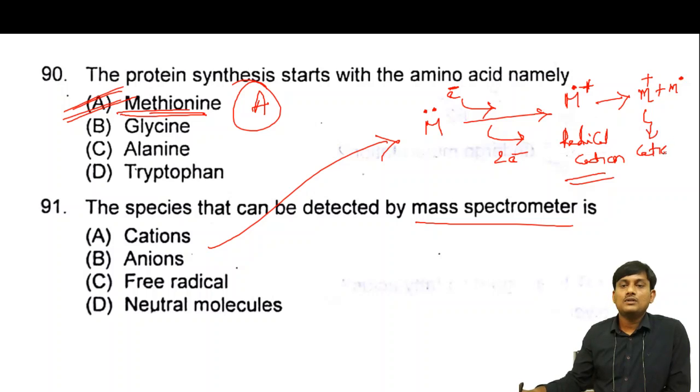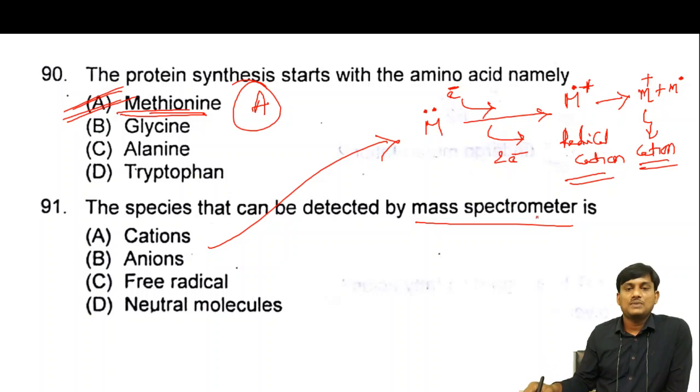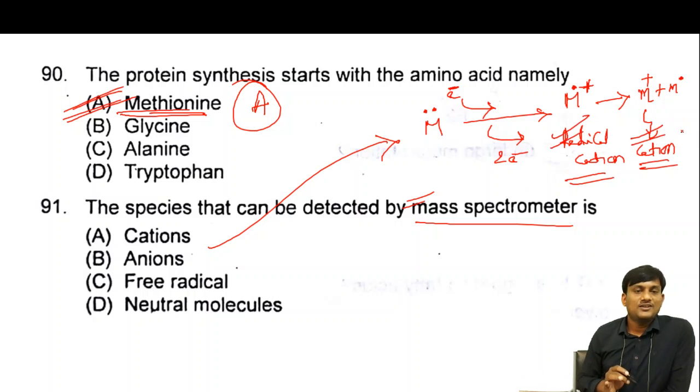Which can be detected by a mass spectrometer. Here this radical cation can be detected and cation can be detected. So only cations will be detected by the spectrometer, and other anions or free radicals and neutral molecules cannot be detected. So what is the correct option? Cations are the correct option.